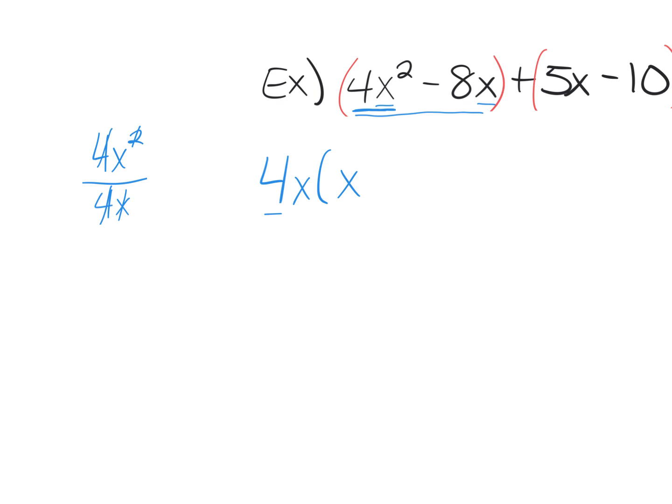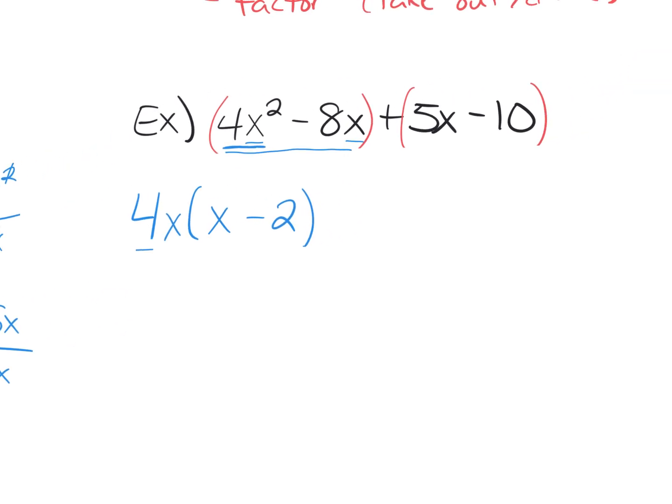Sorry, I got ahead of myself. Now, since we did this with 4x squared, we're going to do the same thing with 8x. So I have negative 8x divided by what? 4x. What's negative 8 divided by 4? Negative 2. So I put that in here. And then what happens to these x's? They cancel, so I'm not left with any x's on the inside. So my new thing right here is 4x times x minus 2.